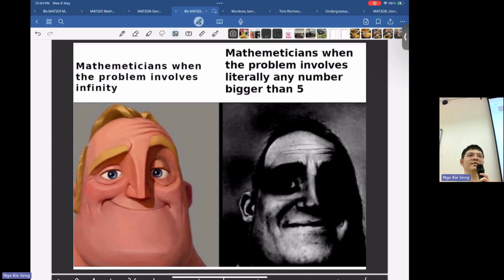Can you get this meme or not? Yeah, when we go pure math, right? Always we prove for n, n to infinity, for all n, and we forgot how to do simple calculation.